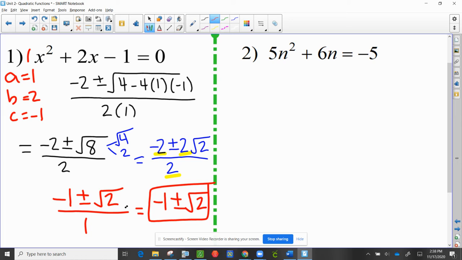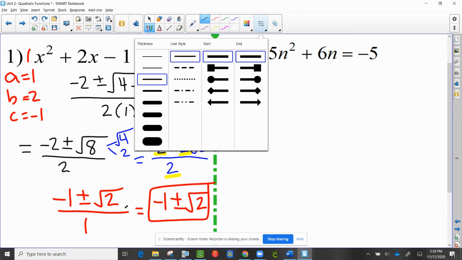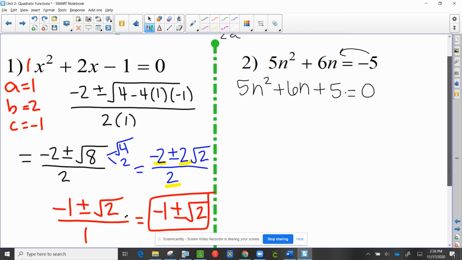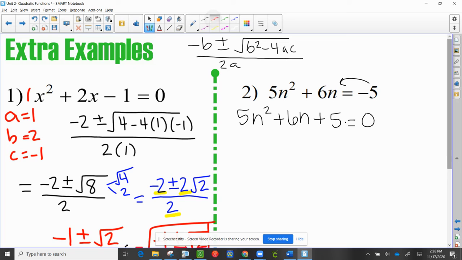All right, let's try one more, number 2, where we have 5n squared plus 6n is equal to -5. So a little problem here. We need to make this equal to 0. I'm just going to rewrite this, 5n squared plus 6n. I'm going to add the 5 to this left side to make my equation equal to 0. And it must be equal to 0 before I start doing the quadratic formula.